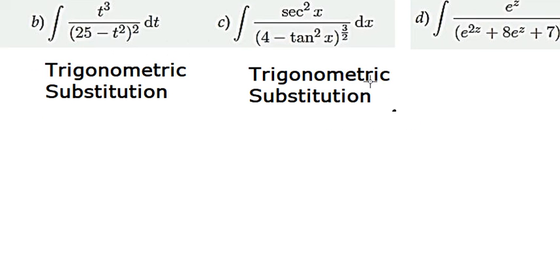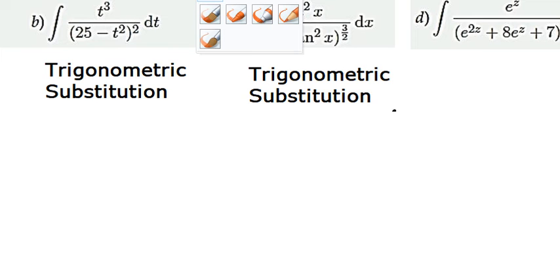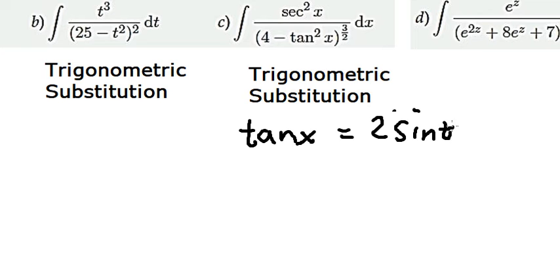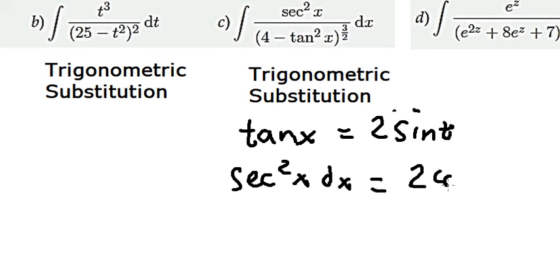We use the trigonometric substitution. So we will put tan x equal to 2 sine t. If we do the first derivative, we get secant of x squared dx equal to 2 cosine t dt.